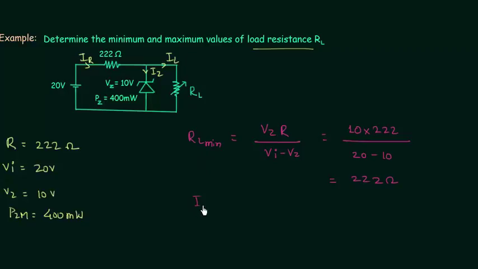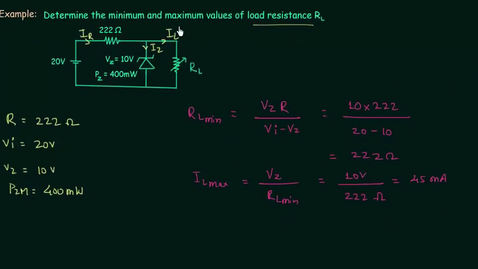I will also calculate IL maximum, because when load resistance is minimum, the current through the load is maximum, and it is equal to Vz divided by RL minimum. Vz is 10 volts, RL minimum is 222 ohms, so we have 45 milliamps as the value of IL maximum. This is the maximum current that can flow through the load resistance. Now we will move to the second part, in which we will calculate the maximum value of load resistance.